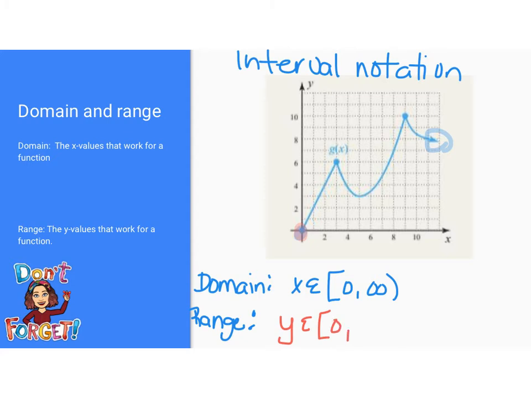And now as we're looking for our range, we can see that our largest x value is 10. That point is included, so our domain is from 0 to 10.